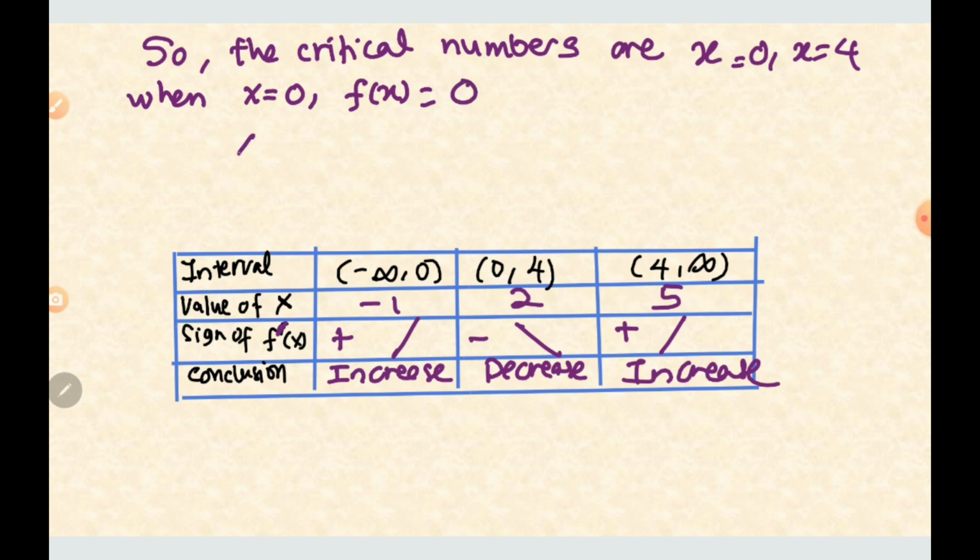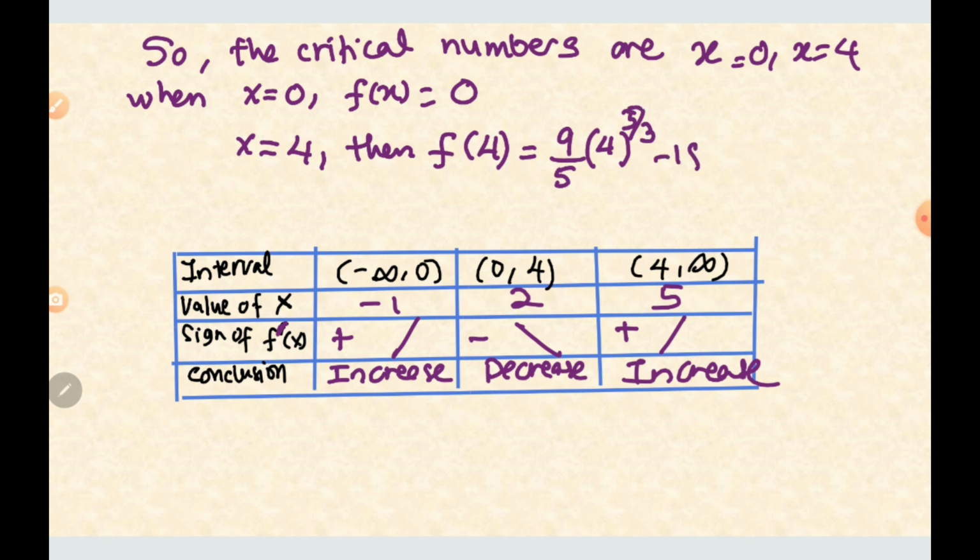Okay, so when x equals 4, then what is f(x) or f(4)? f(4) equals 9 over 5 multiplied with 4 to the power of 5 over 3 minus 18 times 4 to the power of 2 over 3, and we get the answer is equal to negative 11.3.